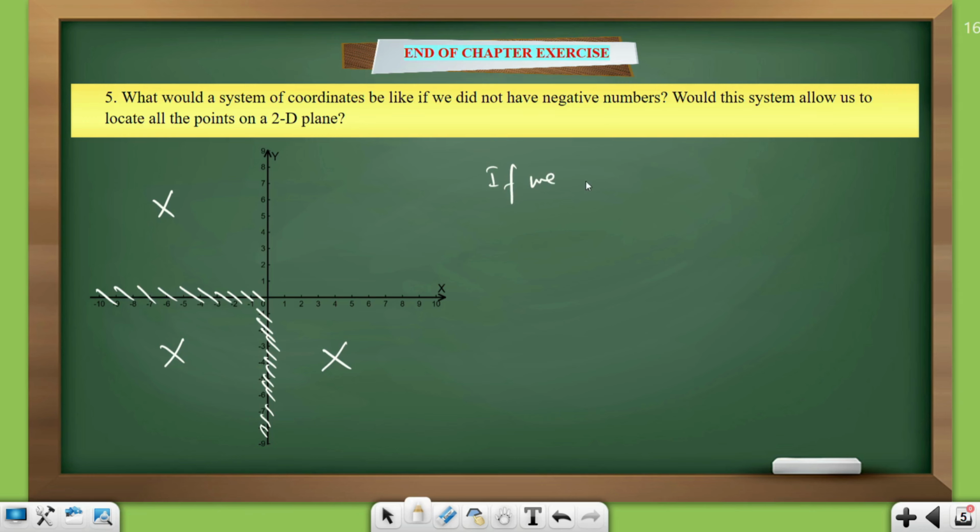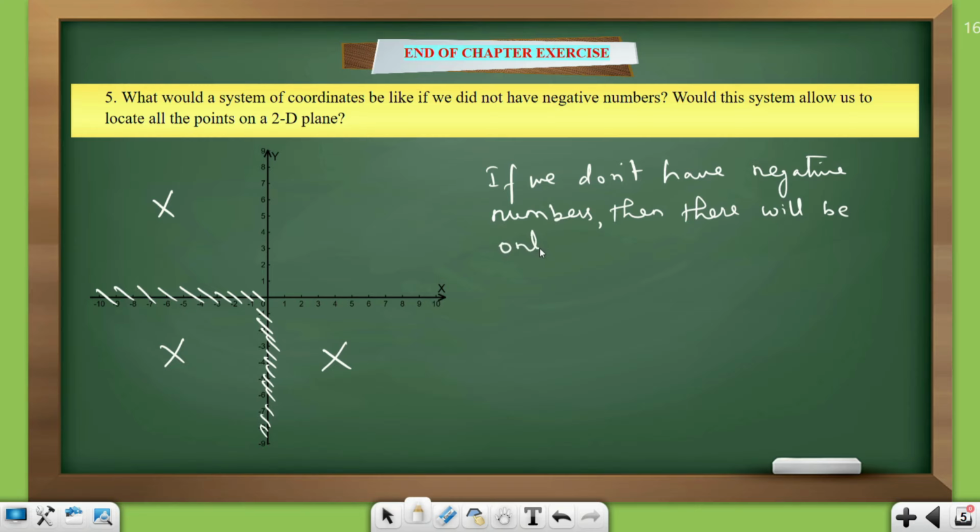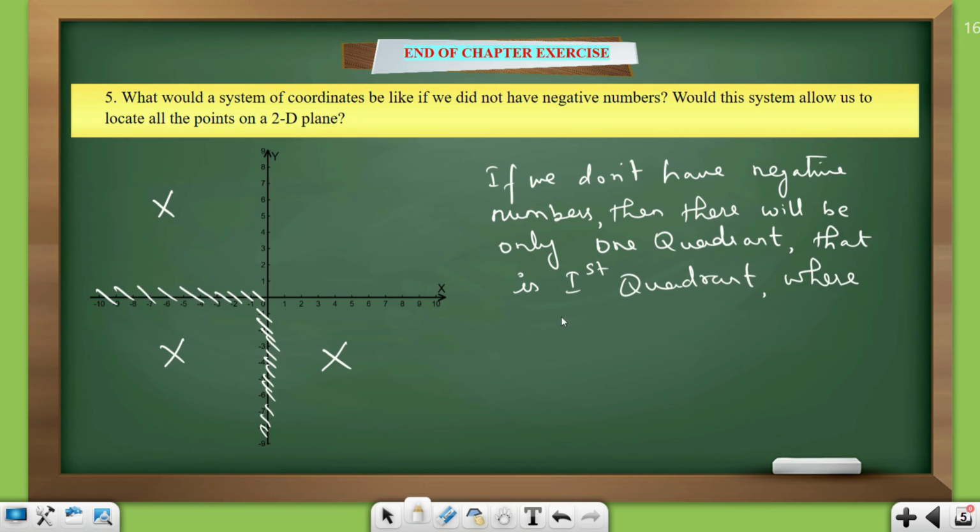If we don't have negative numbers, then there will be only one quadrant, that is the first quadrant, where both x is greater than or equal to 0 and y is also greater than or equal to 0. So this is what will happen.